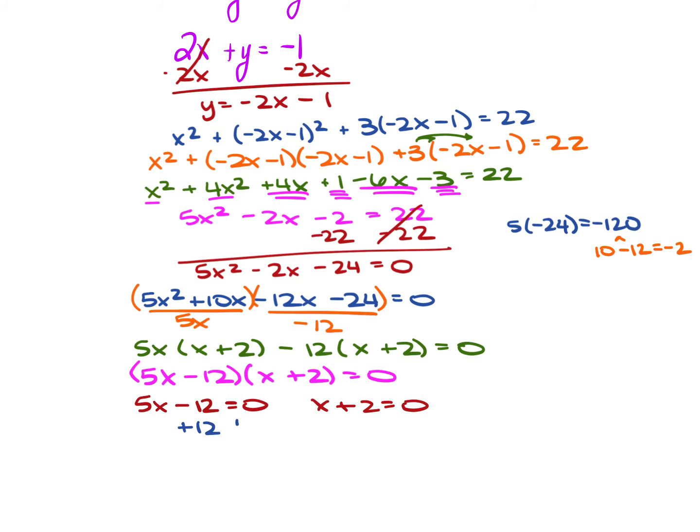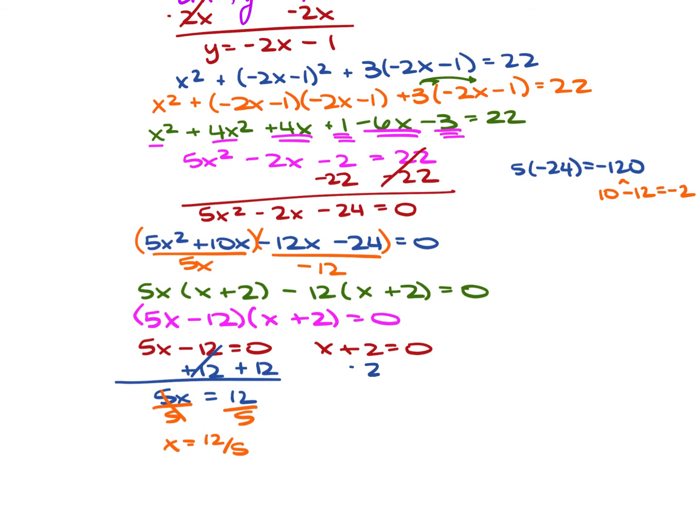Move your 12 over, add it to both sides, then divide each side by the 5 to get x by itself. You get that x is 12 over 5. For the x plus 2 is equal to 0, just subtract the 2 from each side, so you also have that x is equal to negative 2.